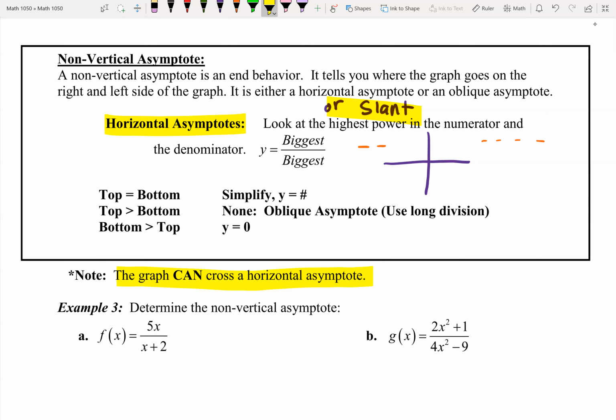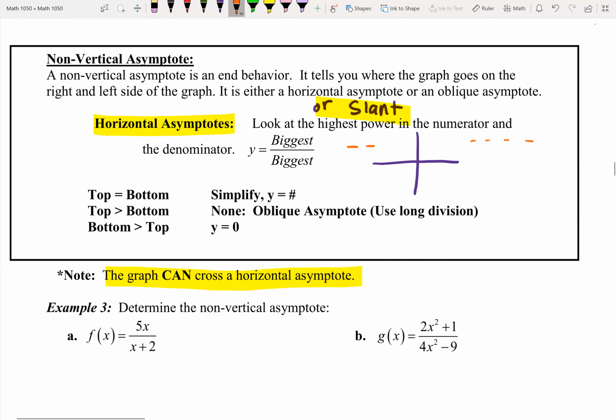You can cross it. Can you ever cross a vertical? You can never. But can you cross a horizontal? Yes, you can. So if I had an asymptote, say like that, your graph might actually end up going like down here, cross through, down here, cross through. So you can cross through the horizontal, but you cannot cross through the vertical. So that's why I always leave it open.